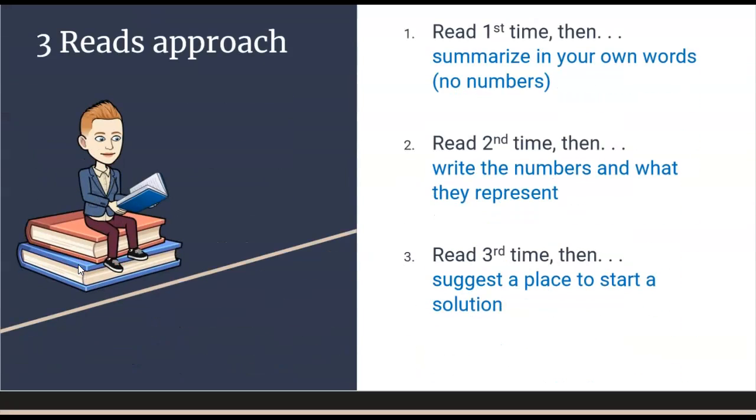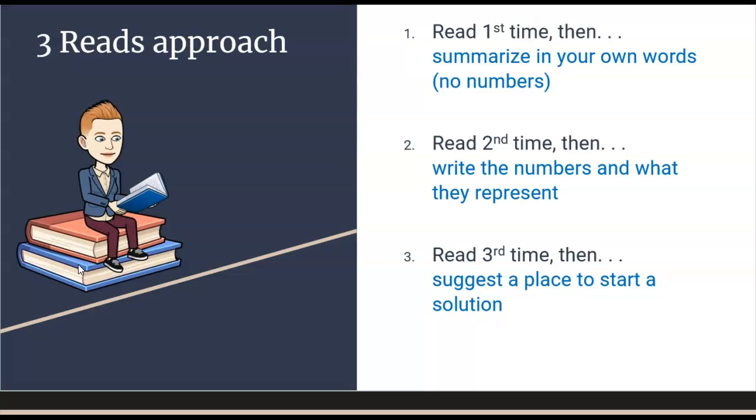So here's our approach. We're going to do 3 reads. We're going to read through the problem 3 times. And the first time, we're going to summarize it in our own words. We don't worry about the numbers. We don't worry about the details. We're just going to figure out conceptually, what are we trying to do? What are we trying to answer? Not answer it, but just summarize it, restate it in our own words. Then we're going to read it a second time, and we're going to list out the numbers and the things those numbers represent. And then finally, we're going to read it a third time and suggest a place to start solving it.